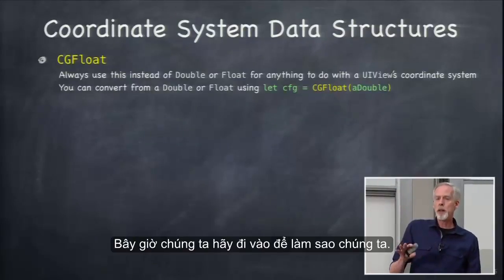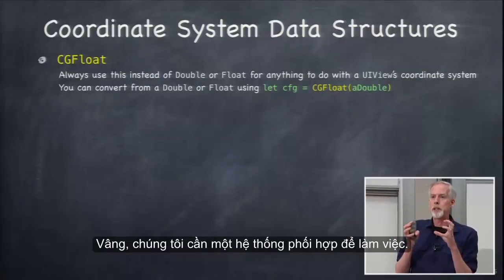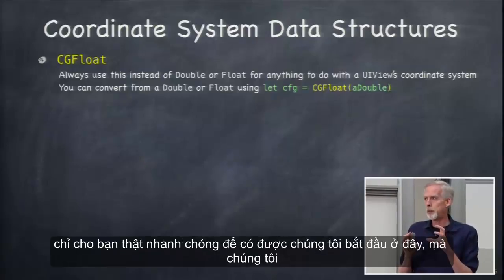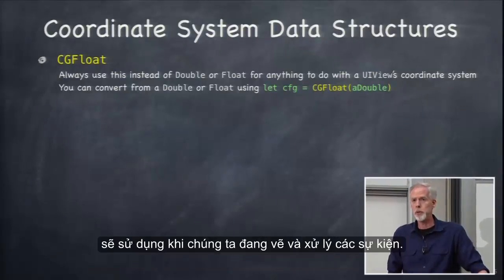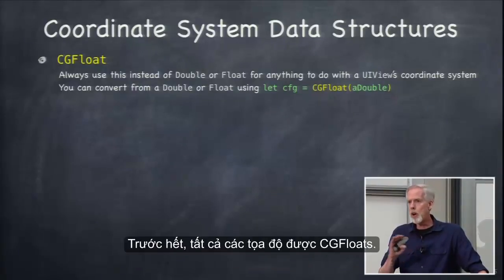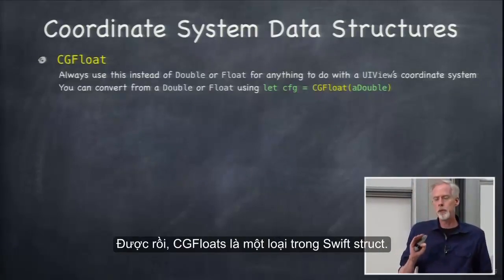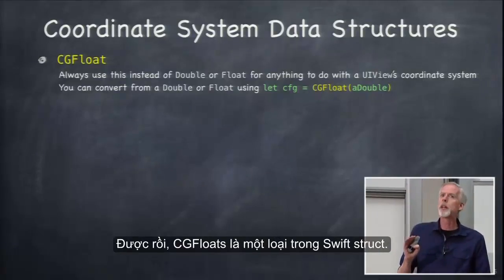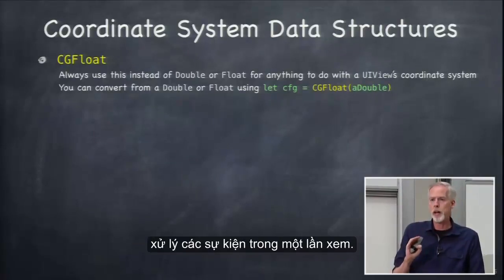All right, so let's go on to how do we draw and handle events in this rectangular area? Well, we need a coordinate system to work in. So there's some data structures I'm going to show you real quick to get us started here that we're going to use when we're drawing and handling events. First of all, coordinates are going to be CGFloats. Okay, CGFloat is a type in Swift, a struct, and always use CGFloat when you're drawing or handling events in a view.